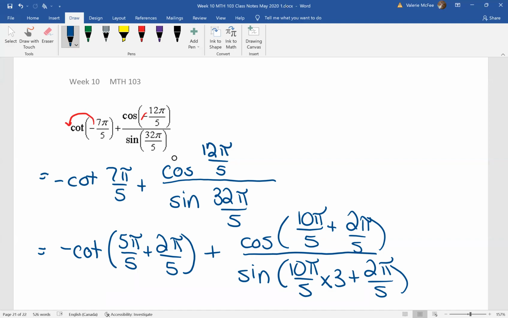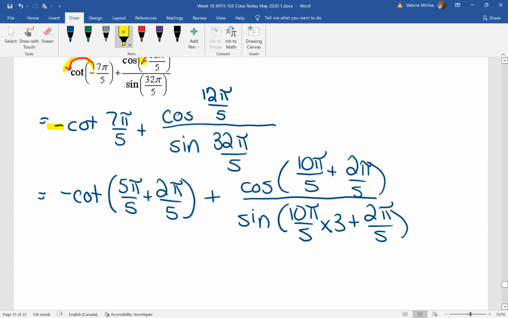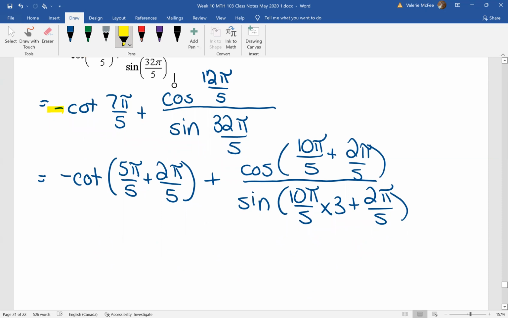Let's see how you've done so far. Cotangent is odd, so we took the negative outside. Cosine is even, so we're able to ignore that negative sign. Cotangent, like tangent, is periodic every 1 pi radian. 5 over 5 is equal to 1, so we can ignore that. Cosine and sine are periodic every 2 pi radians. 10 over 5 is equal to 2 pi, so we are able to ignore going around the circle.